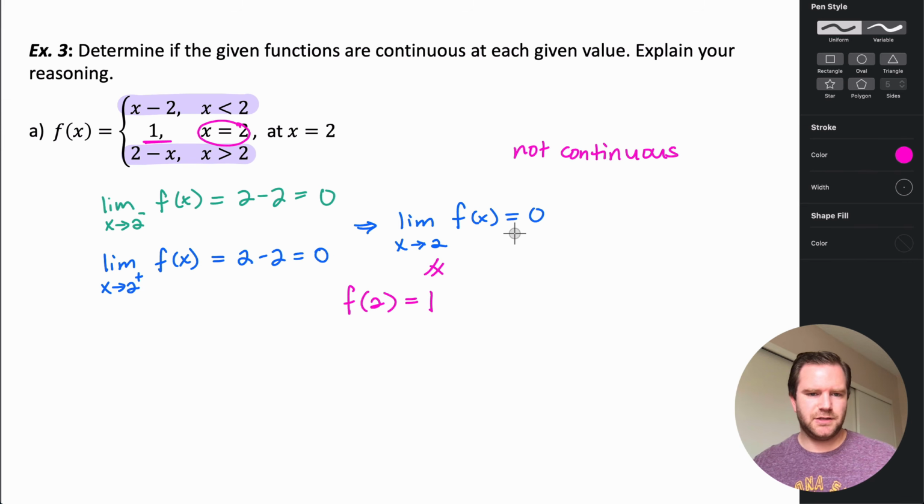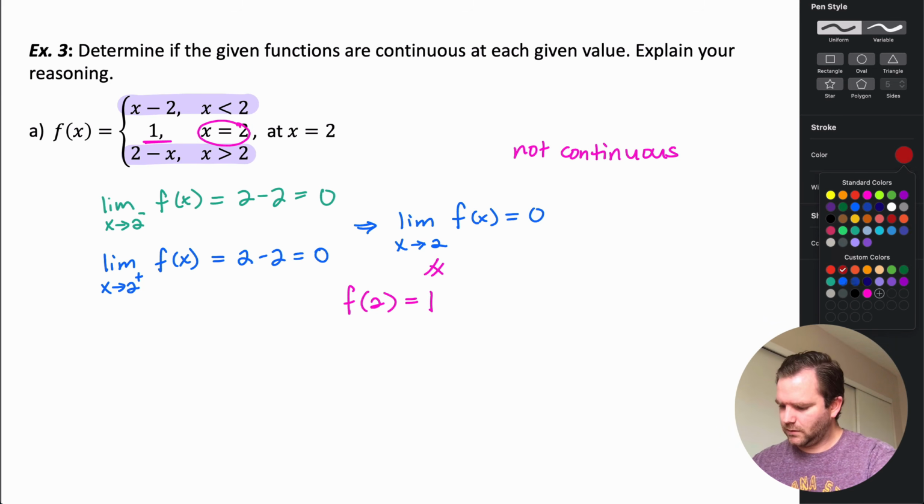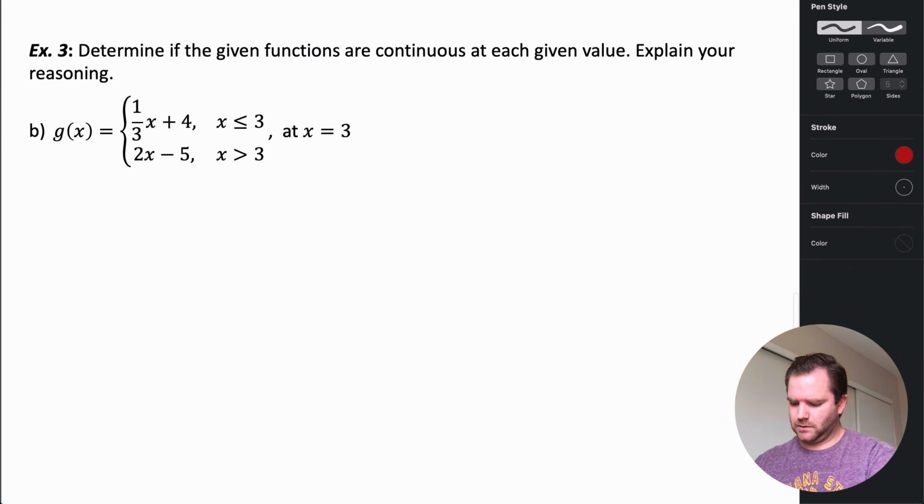Now, what kind of discontinuity would this be? This would be a removable discontinuity because the limits approach the same value, but the value of the function is not the same as the limit. Okay. Let's look at part B.